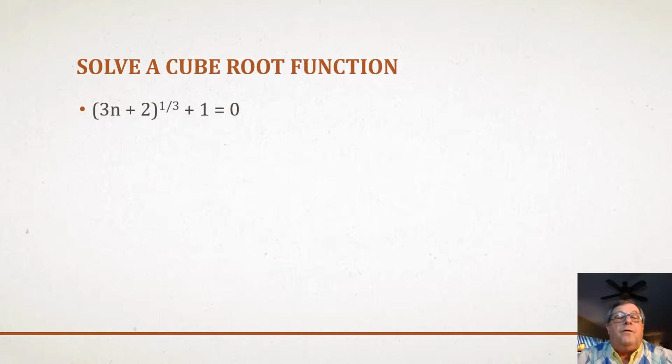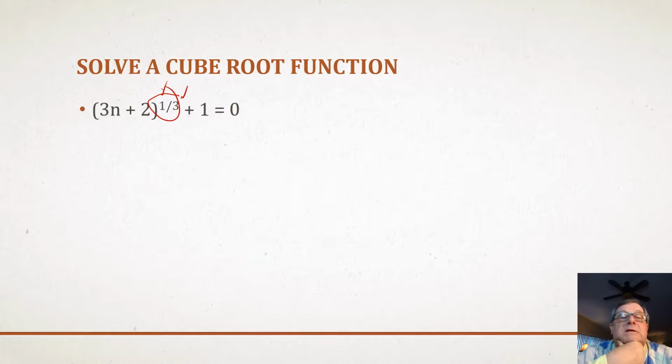Of a cube root function. All right, so we got 3n plus 2, that's in parentheses, and this exponent of 1/3 is just telling us to take the cube root. The 3 is the index, that's the root we're taking, and the 1, the numerator, just tells us what power we're raising the radicand to, which in this case is just the first power.